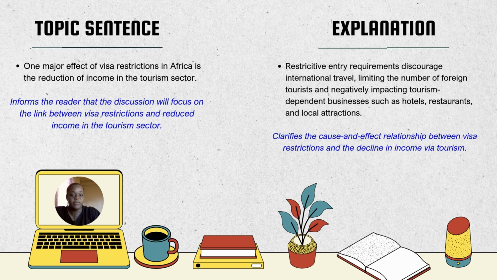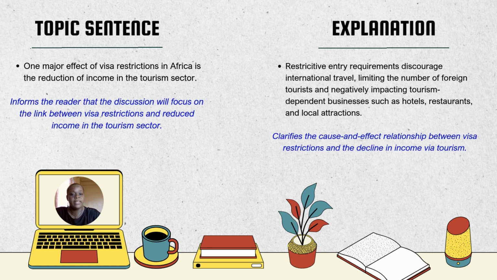Now, we're going to be deciphering the body paragraph using the TEES strategy. First, we begin with the topic sentence. One major effect of visa restrictions in Africa is the reduction of income in the tourism sector. This introduces the main idea of the paragraph, which is the economic impact of visa restrictions on tourism. It informs the reader that the discussion will focus on the link between visa restrictions and reduced income in the tourism sector.